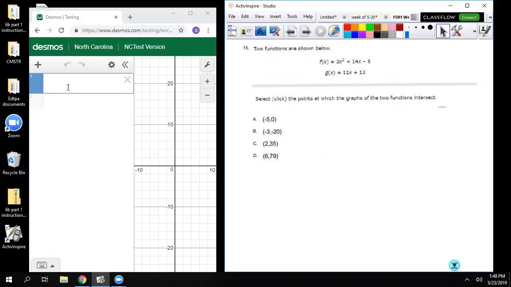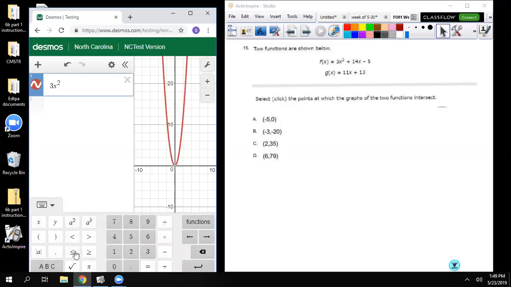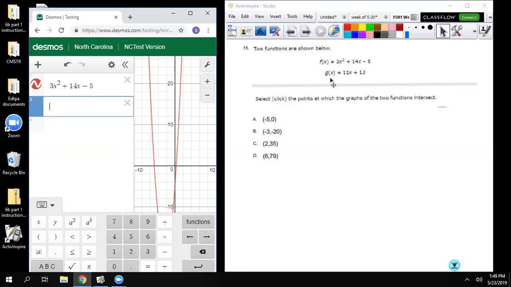So all we're going to do in Desmos is type in the two functions that were given. So we have f of x here. It's going to be equal to 3x squared plus 14x minus 5. And we're going to compare that with the function g of x is equal to 11x plus 13. In this case, it says to select the points at which the graphs of the two functions intersect. I'm going to go ahead and just compare it and see what happens.